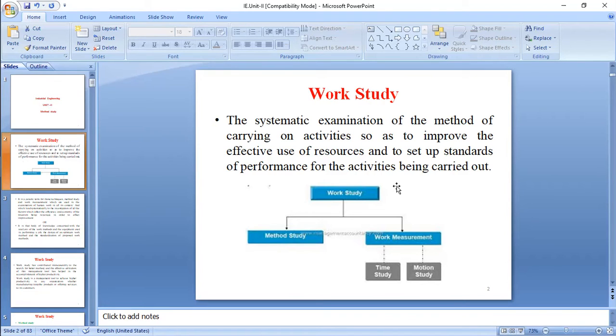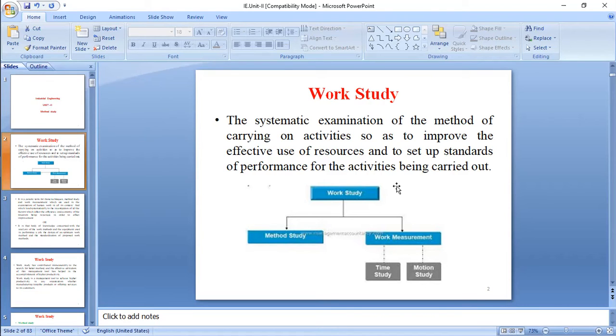For example, we need to set up a standard time to produce some products. So this is nothing but your work measurement, in which we will see two methods, that is time study and motion study. So this work study is divided into two parts, that is, first one is your method study and second one is your work measurement.